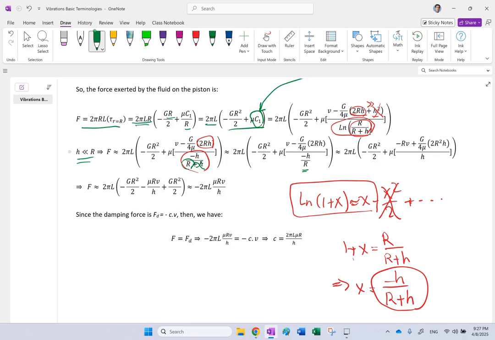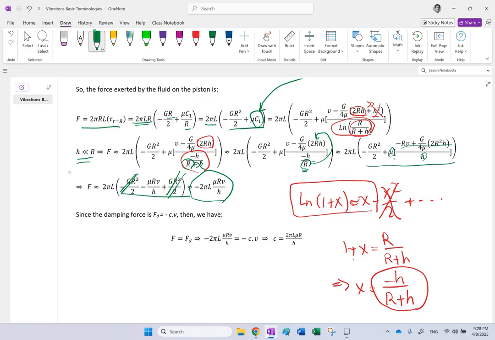And now here I bring this R to the numerator, multiply a negative by everything, and I simplify it one step further. And then basically multiply the mu by everything, divide by H, and I get this. Now here you have two identical terms that would cancel. And if you simplify, finally, your viscous friction force is going to be negative 2 pi L mu R V over H.